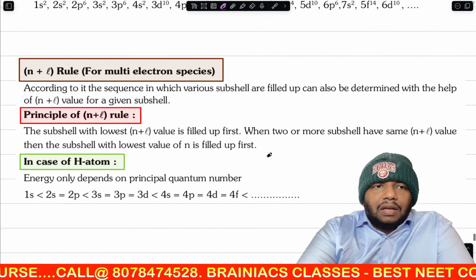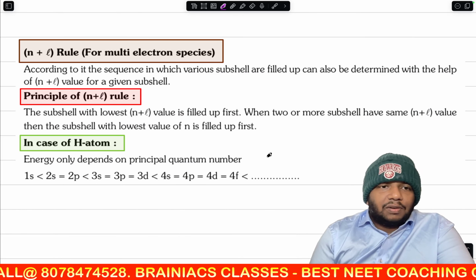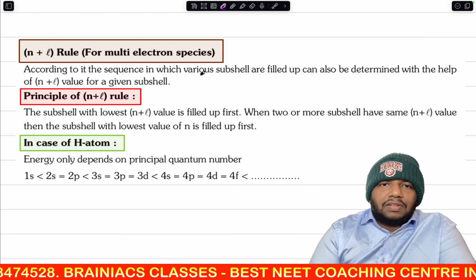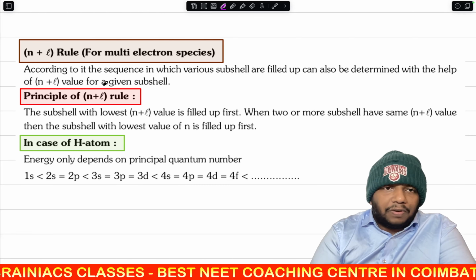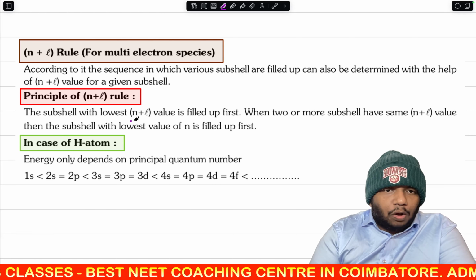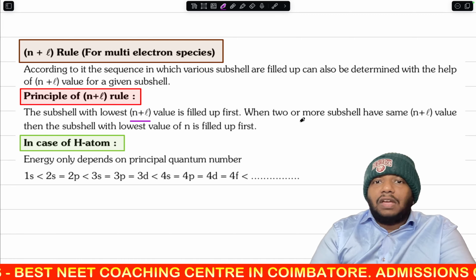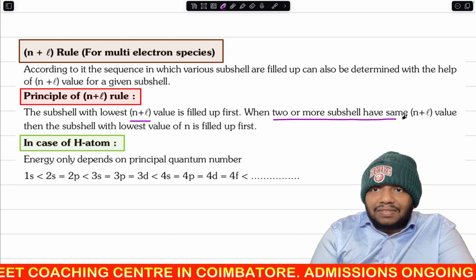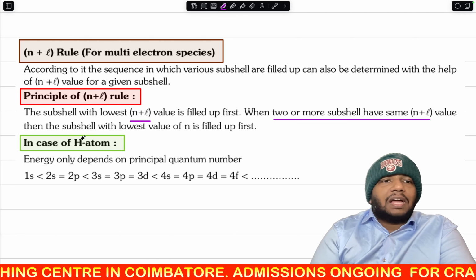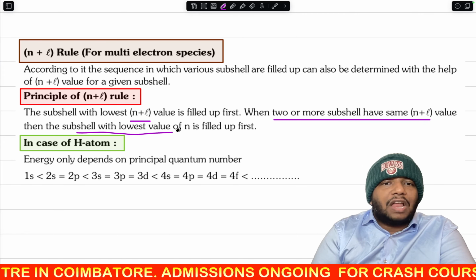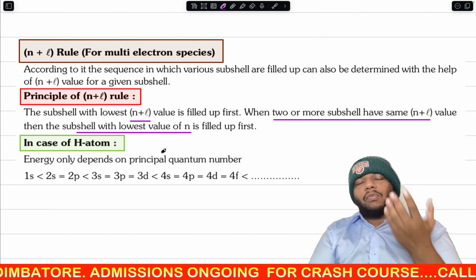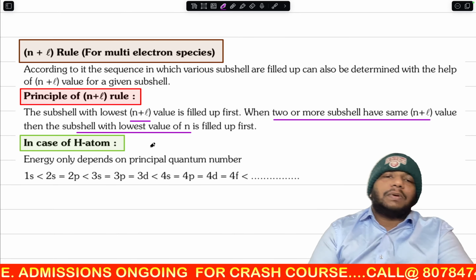Clear? So here I have told it very clearly. According to the sequence determined with the help of n plus l value, the subshell with the lowest n plus l value will be filled first. When two or more subshells have the same n plus l value, then the subshell with the lowest value of n will be filled up first.